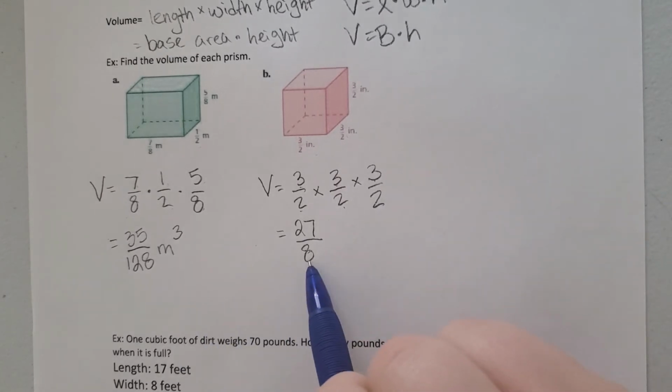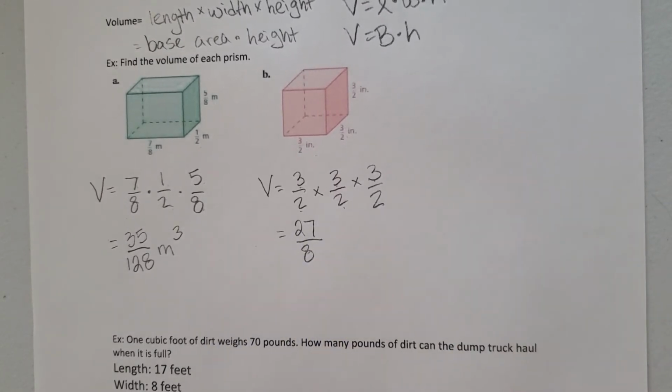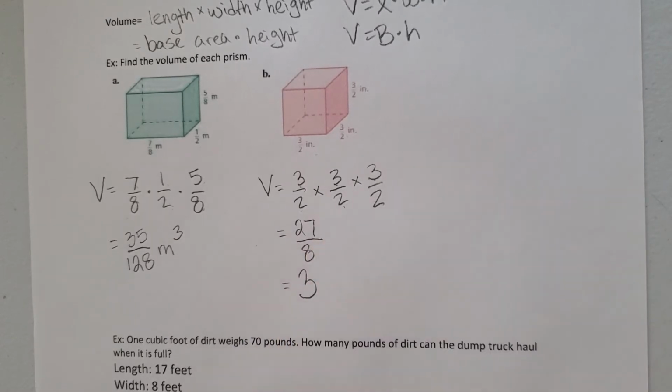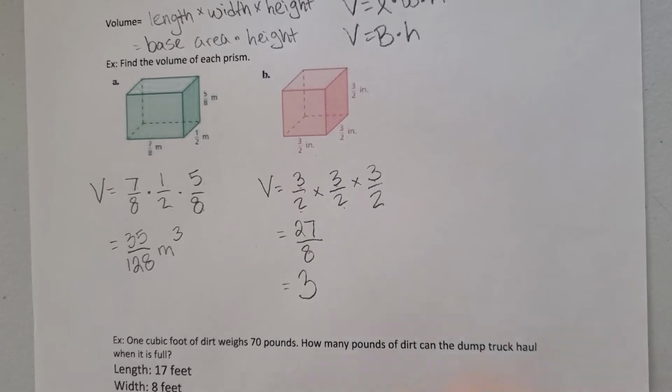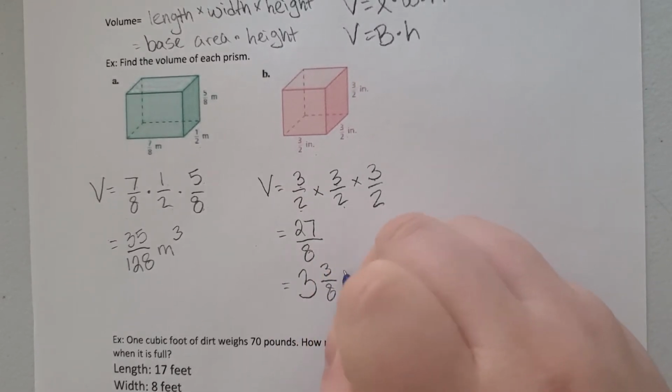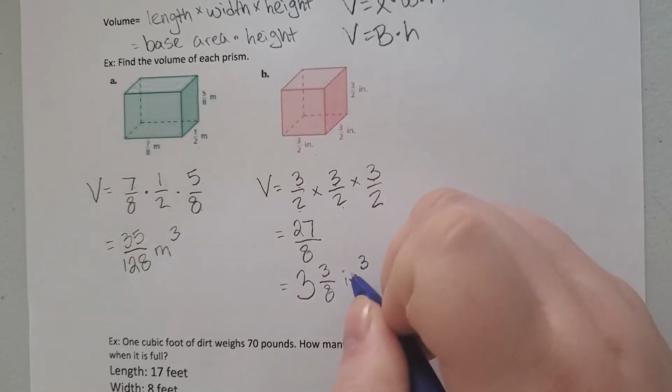So we have to ask ourselves, how many times does 8 go into 27? We know that it goes into 24 3 times. So we're going to put the 3 out front. So since it goes into 24 3 times, we can do 27 minus 24. And we end up getting 3 left over, so 3/8. And then again, this is inches to the power of 3, which we call cubed.